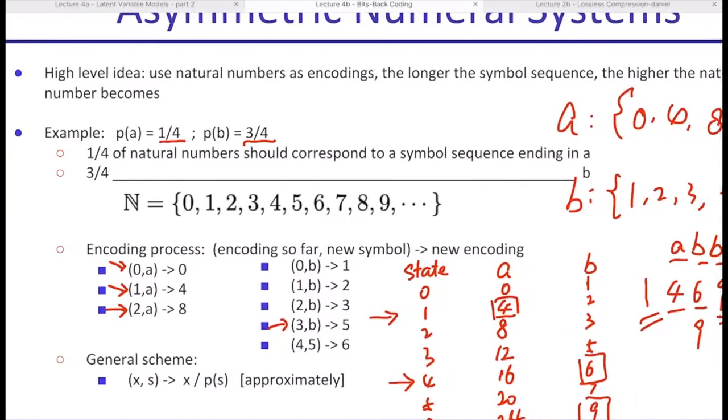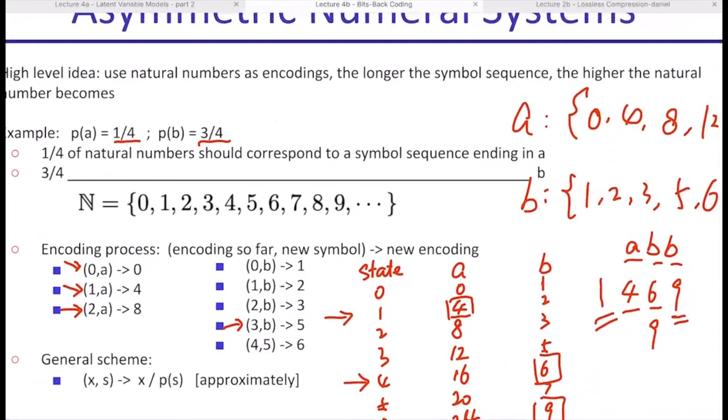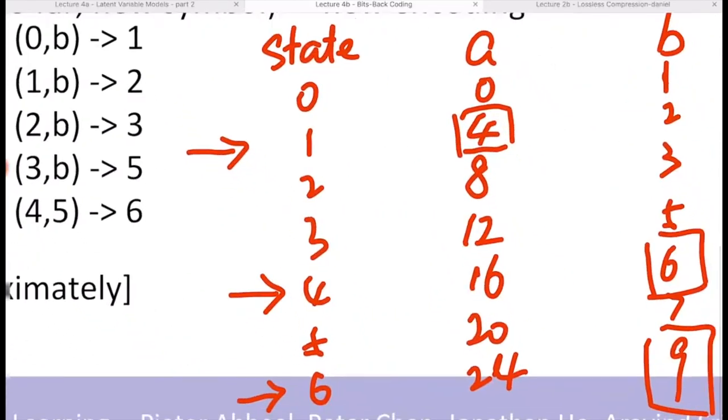And next, the lecturer is trying to give an intuition of the performance of the scheme. As you can see here, if we are at state 1 and we are looking at the letter A, after we encode A, we go directly from state 1 to state 4. So the natural number is increased by 4 times. In another sense, because the probability of A occurring is 1 over 4, we take the original number, the initial state of 1, divided by the probability of it occurring. So it's 1 divided by 1 over 4, which becomes 4.